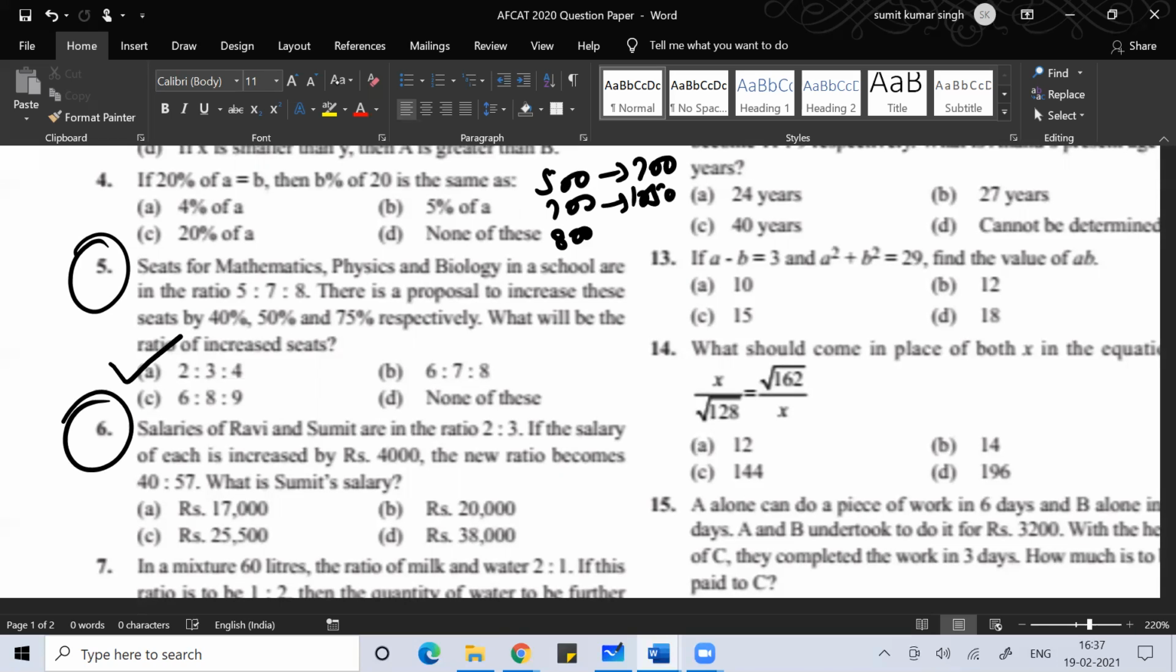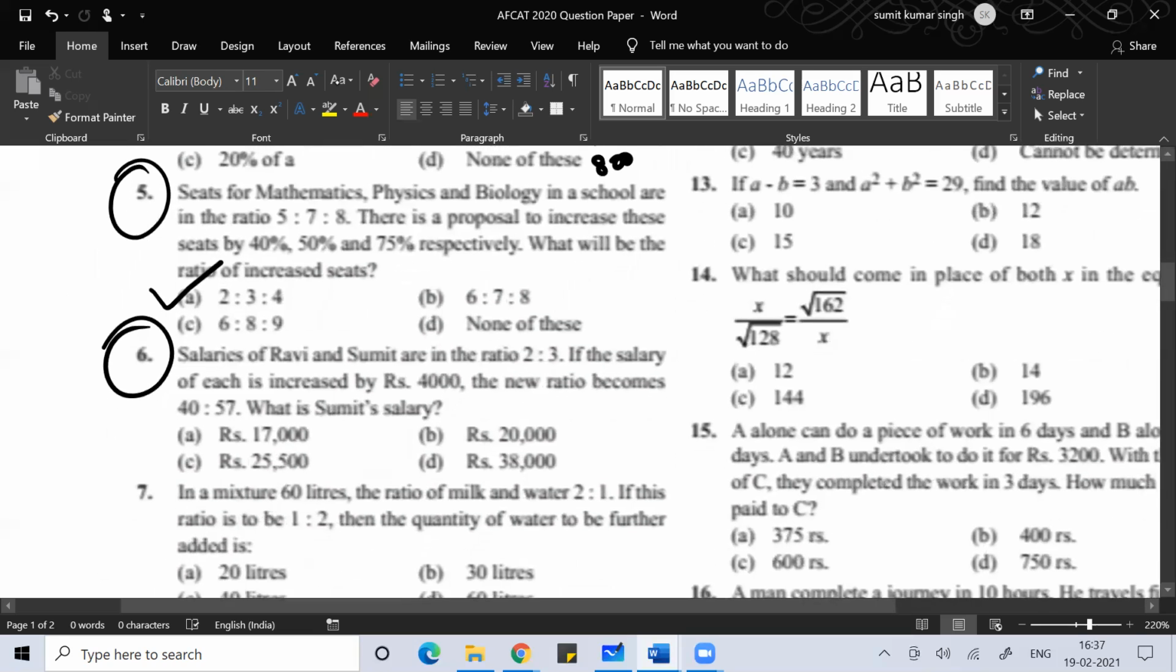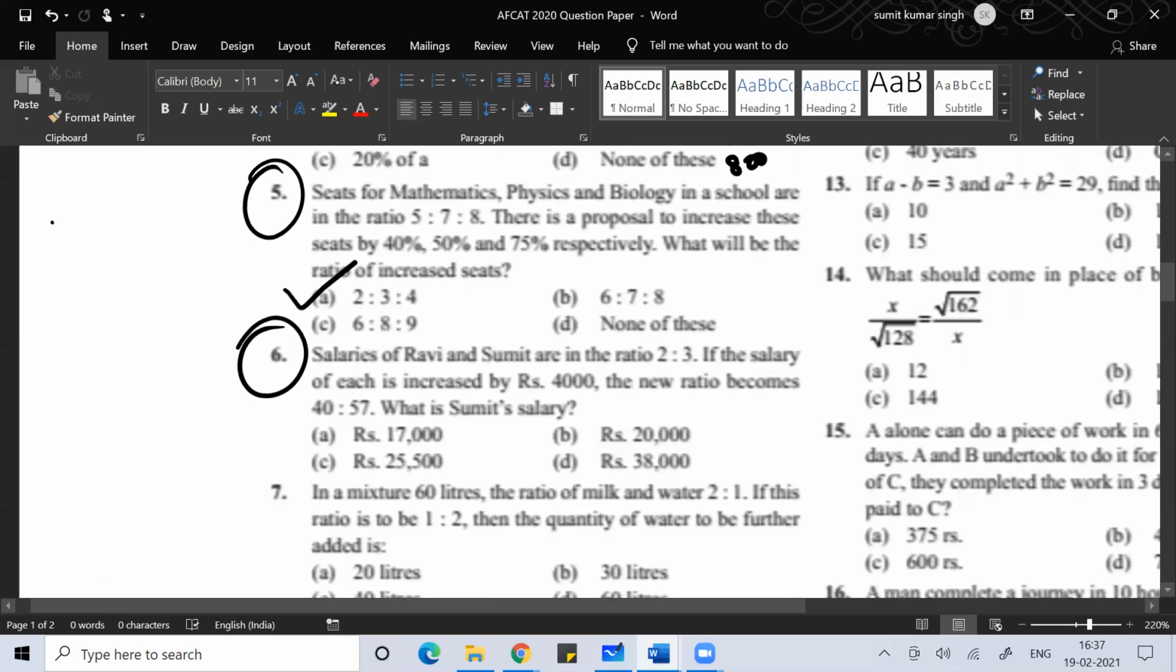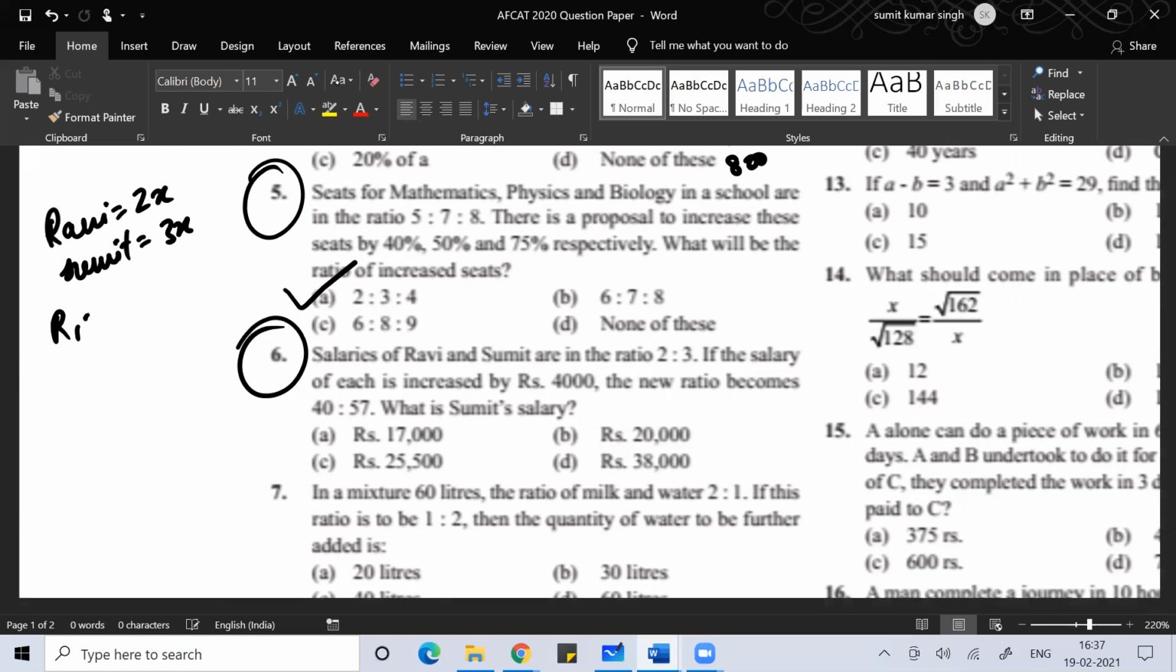So six is again a very easy problem. So salaries of Ravi and Sumit. So Ravi's salary you can take as 2x. Sumit's salary you can take as 3x. And if the salary of each increases by 4,000, so Ravi's salary 2x plus 4,000 and Sumit's salary 3x plus 4,000. So the new ratio becomes 40 is to 57.